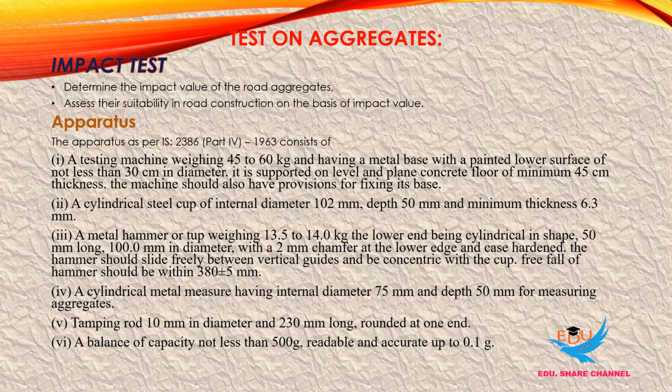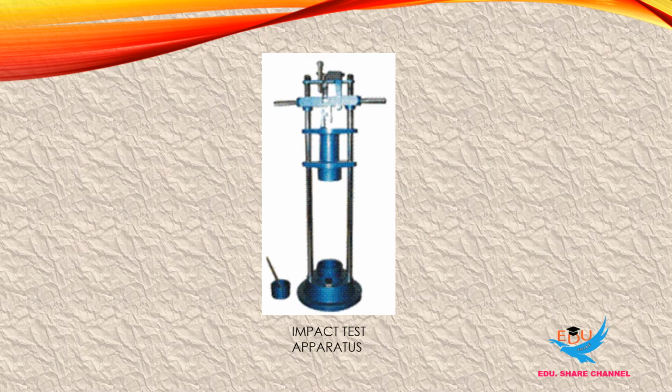4. A cylindrical metal measure having internal diameter 75 mm and depth 50 mm for measuring aggregates. 5. Tamping rod 10 mm in diameter and 230 mm long, rounded at one end. 6. A balance of capacity not less than 500 grams, readable and accurate up to 0.1 grams.